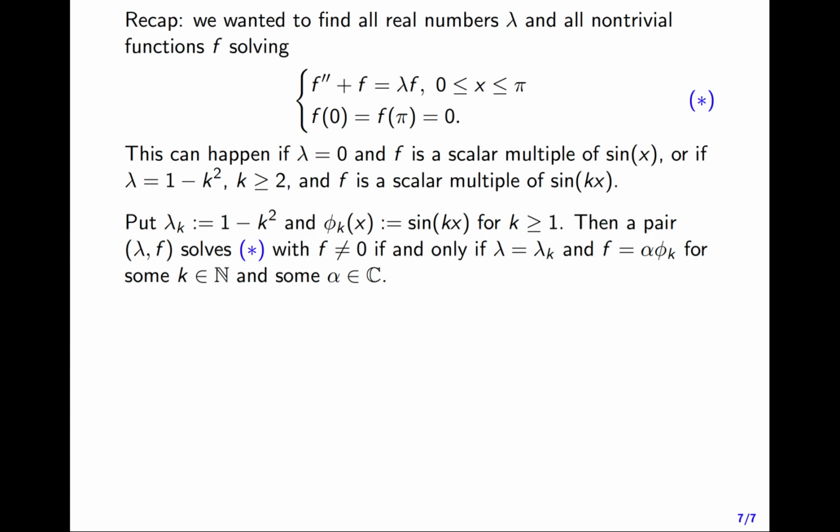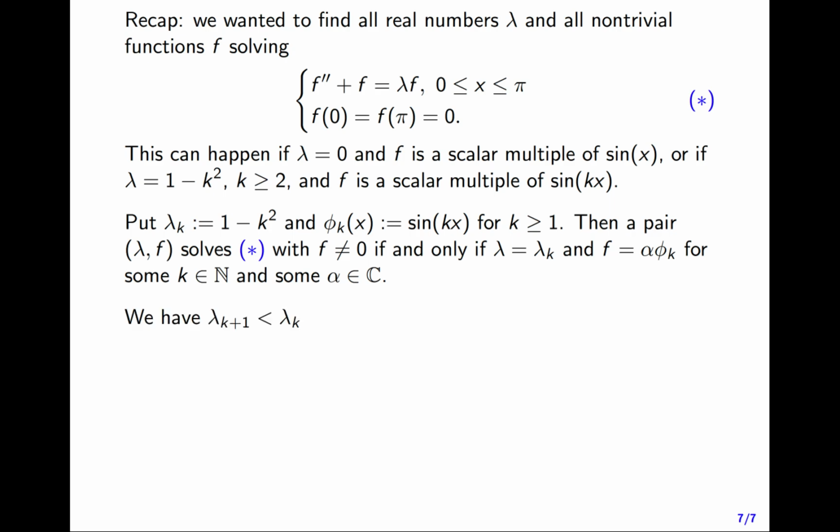Here's what we have shown via our work in this problem. A pair lambda, f, where lambda is a scalar and f is a function, solves our boundary value problem with f non-trivial if and only if we have lambda equal to lambda k and f equal to a scalar multiple of phi k for some positive integer k. So this discrete set of choices, with a special relation between lambda and f, completely encapsulates all solutions to the boundary value problem star that are not identically 0.